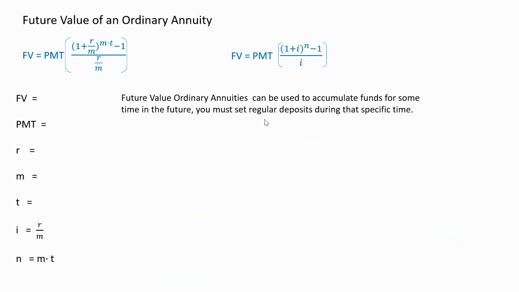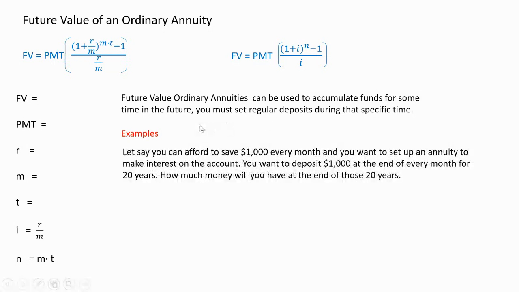Okay, how do we use these in the real world? Future value ordinary annuities can be used to accumulate funds for some time in the future. You must set regular deposits during the specific time. But regular deposits means regular and the same amount of money. So for example, let's say you can afford to save $1,000 every month, and you want to set up an annuity to make interest on the account. So you're going to deposit $1,000 at the end of every month for 20 years. How much money will you have at the end of those 20 years?